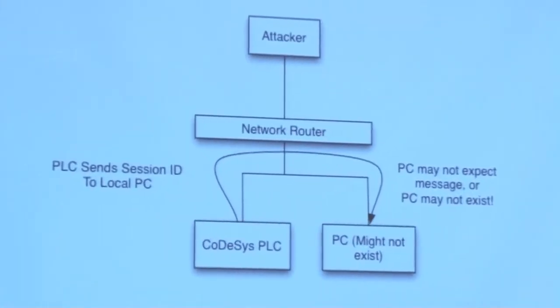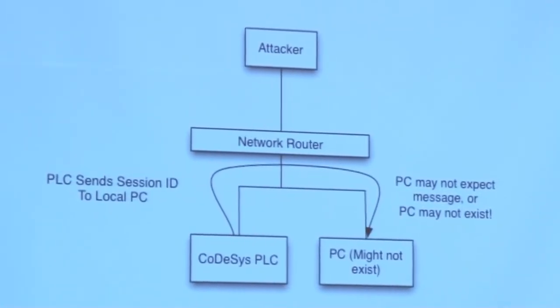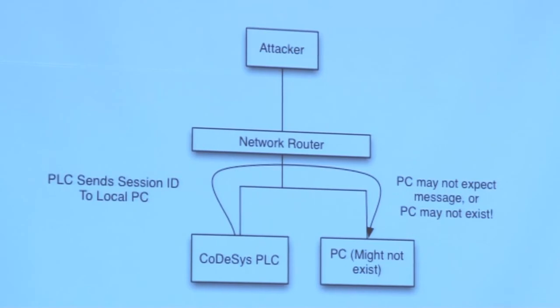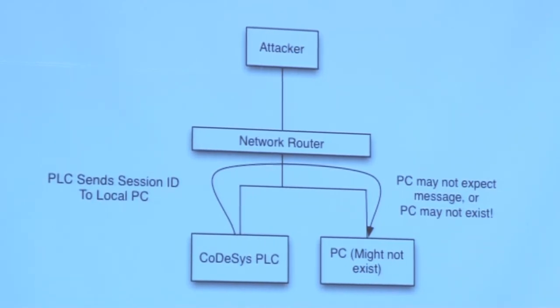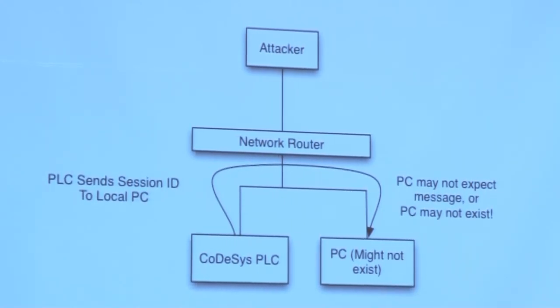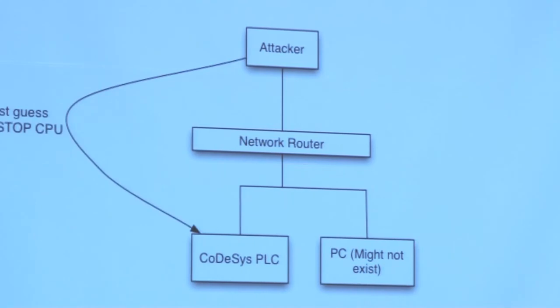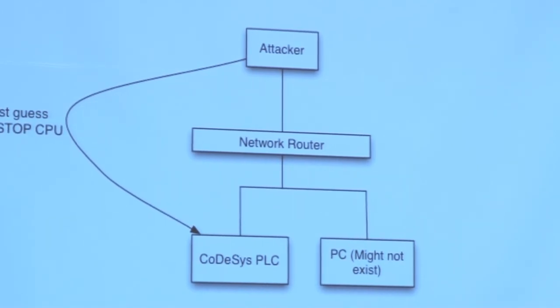And that computer might not even be on the network. It might be an empty IP address, or it could be a computer that's not related to CoDeSys at all. So the PLC will send this reply to the computer because it doesn't know how to route the packet out of the local network. But that's okay, because as an attacker, all we have to do is guess the correct session ID, and we can continue issuing commands to the PLC.